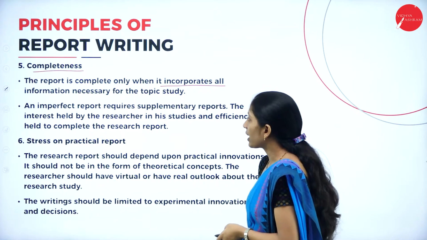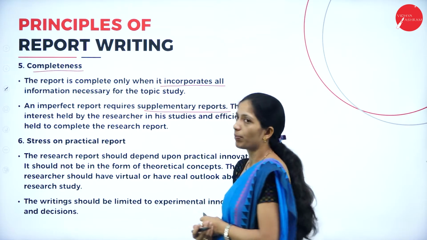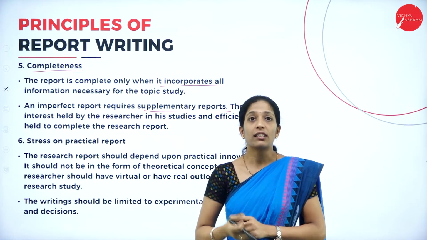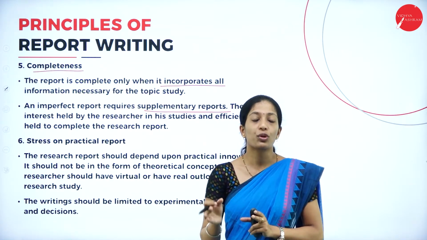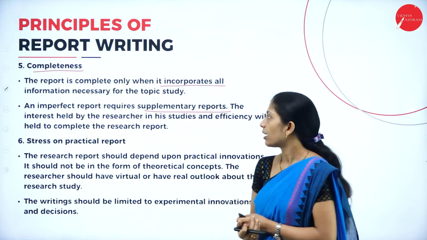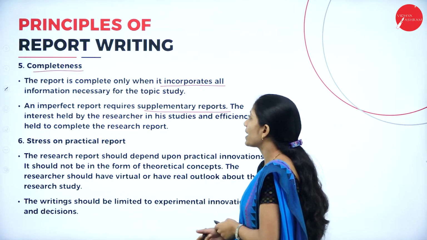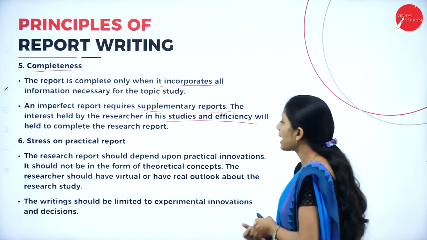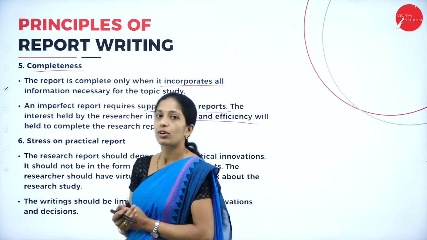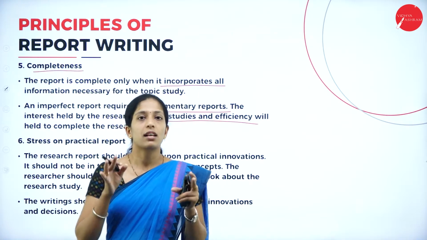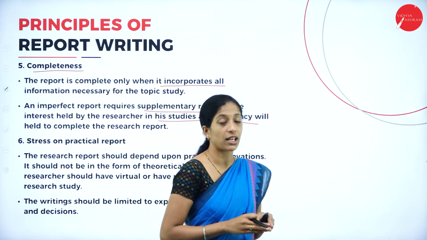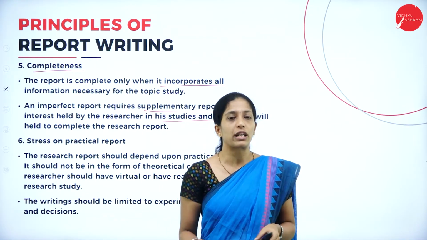So an imperfect report requires supplementary reports. Suppose the report does not contain complete information, then there should be an additional report which will fulfill this incomplete report. The interest held by the researcher in his study and efficiency will help to complete the research report. Now what you have to remember here, under completeness, is that the research report should include all the necessary information. It should not skip any of the important information.